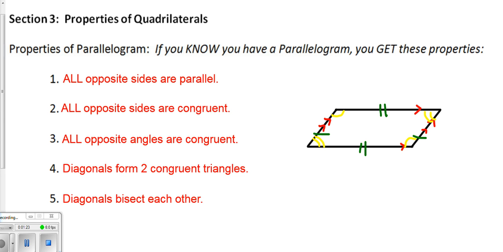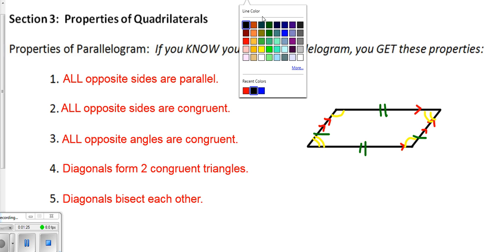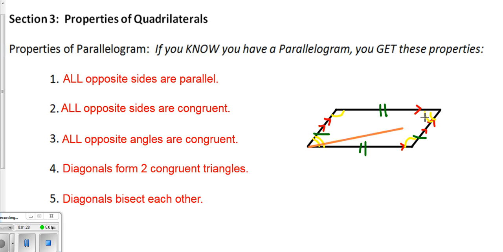The diagonals form two congruent triangles. So if I was to draw a diagonal right here, that diagonal is obviously congruent to itself by the reflexive property. This one is congruent to this one. So if you look at this, this side has 1 tick mark, this side has 2 tick marks, and this one has the blue. So this triangle up here is congruent to this triangle down here by side, side, side. That always has to be true. The diagonals form two congruent triangles.